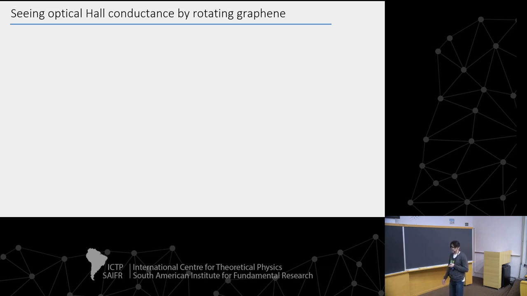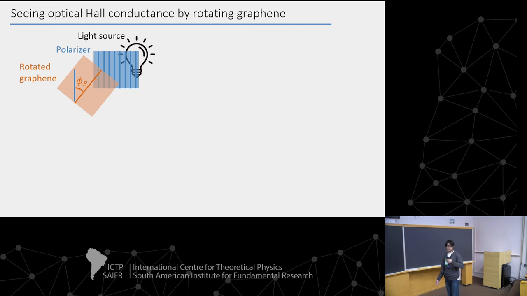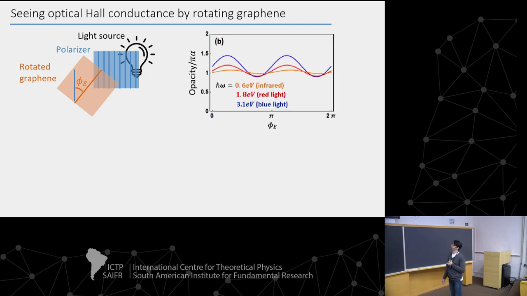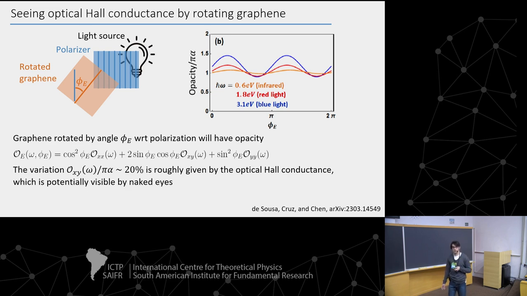Another issue is, what if you have polarized light and you are viewing your material at an angle? What we see is that the opacity will oscillate with this angle, and if you change the frequency of your light, the oscillation will be higher or lower. We find that these oscillations are of the order of 10% to 20%, and are roughly given by the optical Hall conductance. In practice, you would rotate your graphene and see the opacity going up and down. You would see dark and lighter, so this is visible to the naked eye.